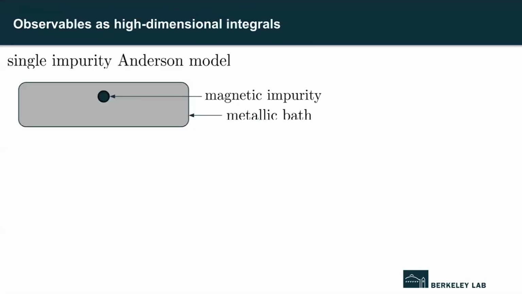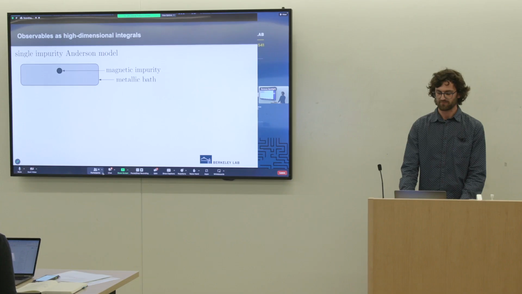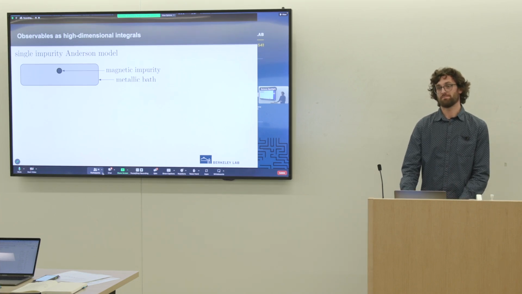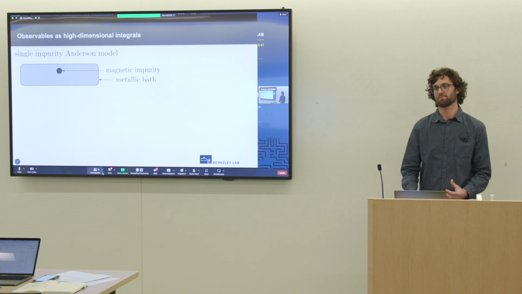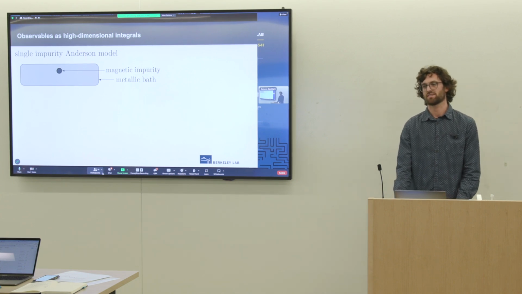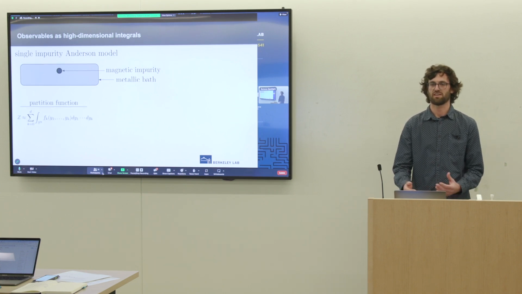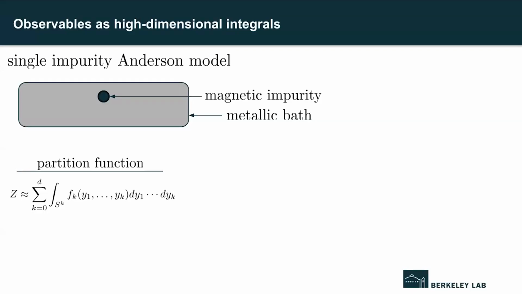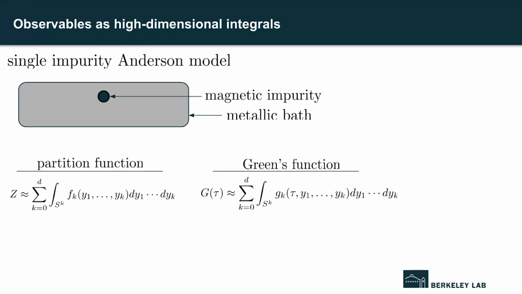Okay, so let's see an example of this in practice. So here we're going to represent some observables as high-dimensional integrals. So I'm considering the single impurity Anderson model, which describes a magnetic impurity inside of a metallic bath. And using perturbation expansions, it's possible to express various quantities of interest, such as the partition function of this system, which can tell you stuff about the free energy or the total energy of this system, for example, in terms of high-dimensional integrals. It's also possible to get the Green's function in a very similar way.